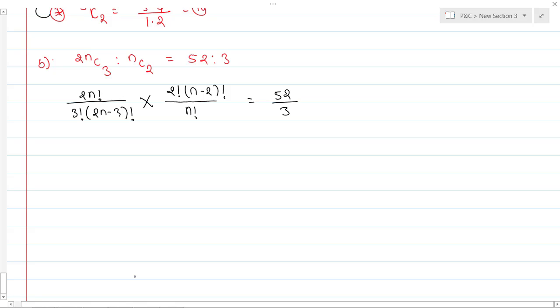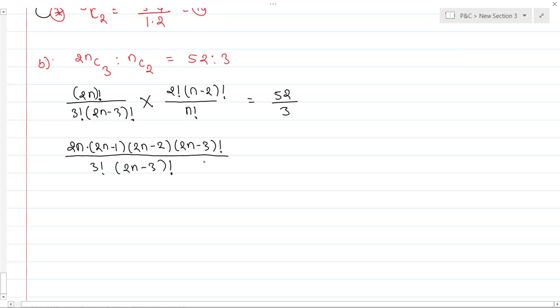Any doubt here? Okay, perfect. So now let's try to solve this. See here, this n factorial and this n factorial, do not cancel them. This is what we have, 2n factorial. So please do not cancel out this n factorial and n factorial. That is not allowed. So 2n factorial can be written as 2n into 2n minus 1, 2n minus 2 and 2n minus 3 factorial, whole divided by 3 factorial into 2n minus 3 factorial.